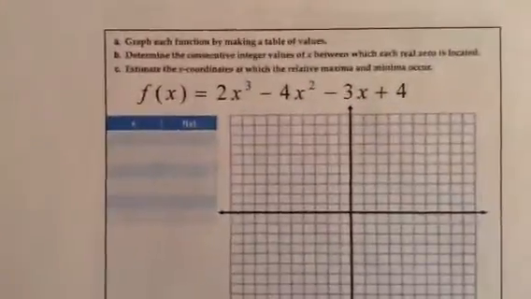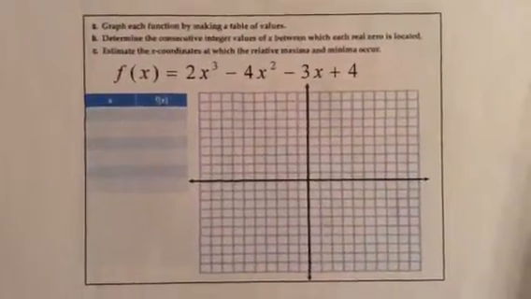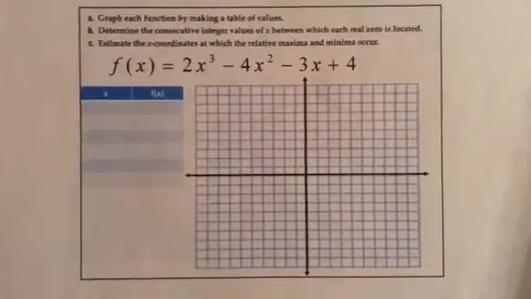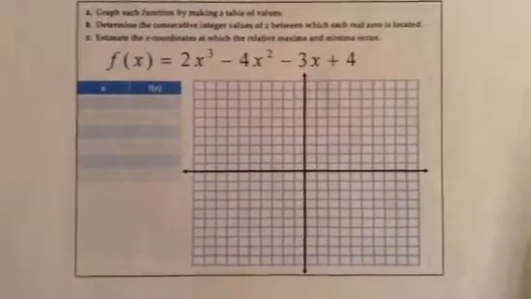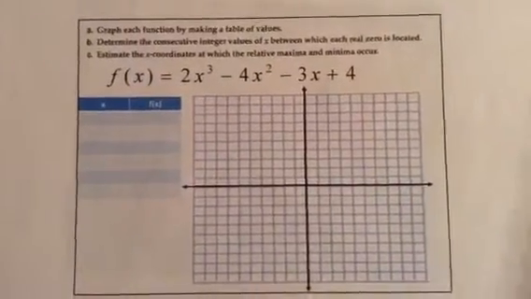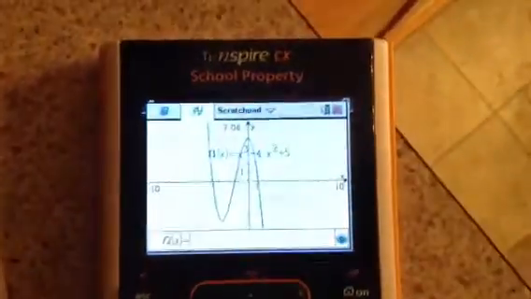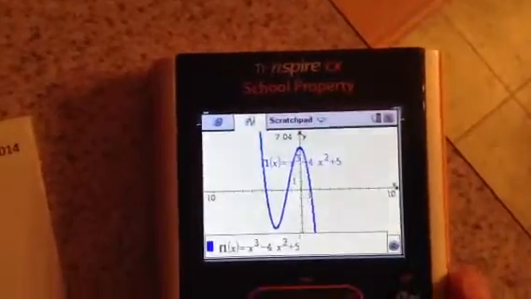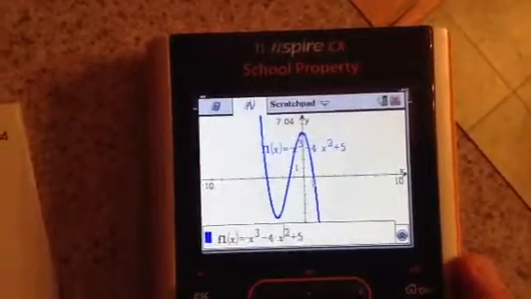Alright? So, what I have here is a problem that you're going to be given on your homework. It's going to be like this one. So graph each function by making a table of values. Well, I'm going to go ahead and graph it, and I'm going to go find some values. So let me go ahead and get into my calculator. And I'm going to go over here.